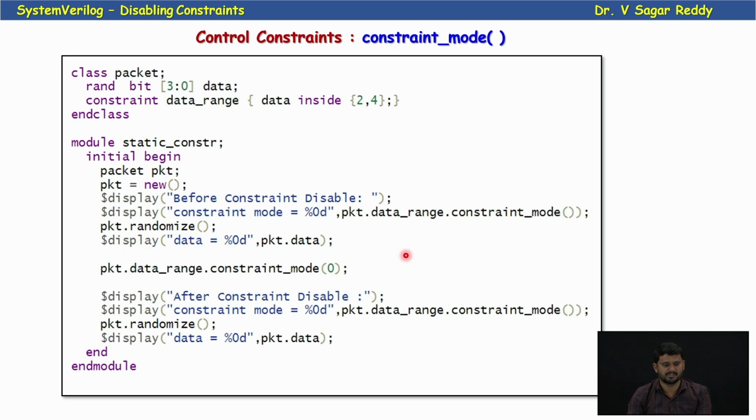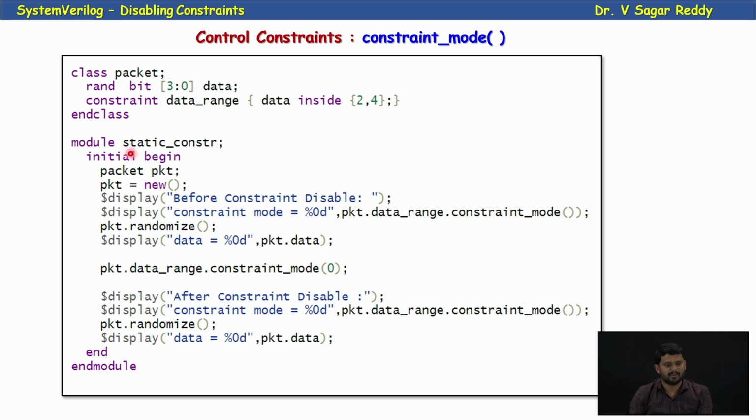So see some examples. Here a class packet has one random variable, data, of bit type, 3 down to 0, and I am defining one constraint, data range: data inside 2, 4. I will explain the inside operator in the coming lectures, where I will discuss each and every topic in randomization. As of now, for this random variable, inside 2, 4 means data equal to 2 or data equal to 4. The data may get 2 or 4 with equal probability.